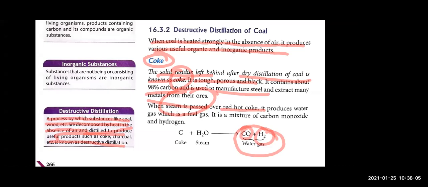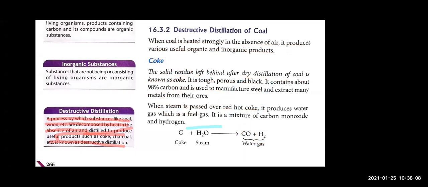Right children? So in destructive distillation of coal, the first product formed is coke. Coke कैसा होता है? Coke porous होता है, solid होता है, and it is black. It contains 98% of carbon, right? It is the solid left behind after the distillation of coal is done. That is your coke. Suppose on the red hot coke you pass steam, then it produces water gas, which is a fuel. Water gas is carbon monoxide, that is CO, plus hydrogen, that is H2, right?